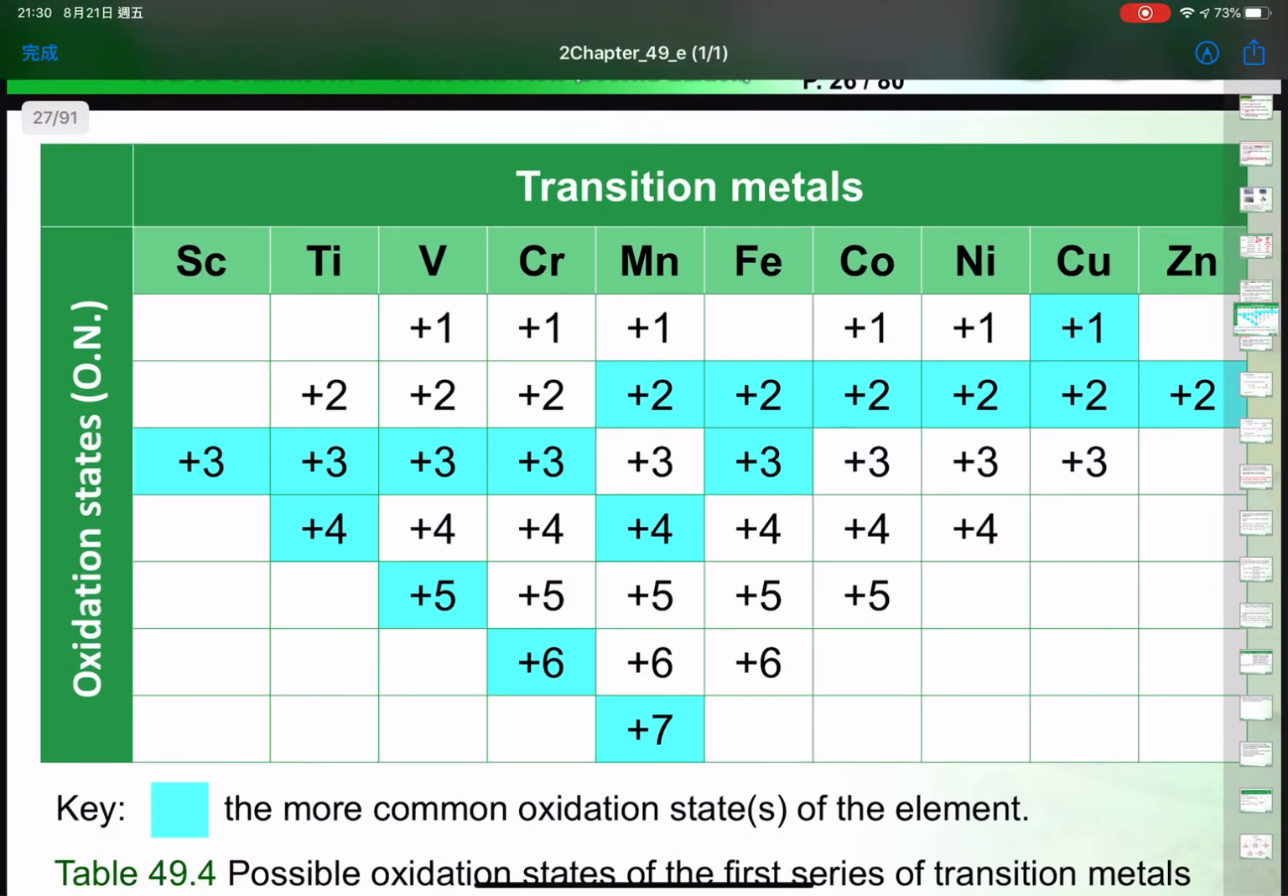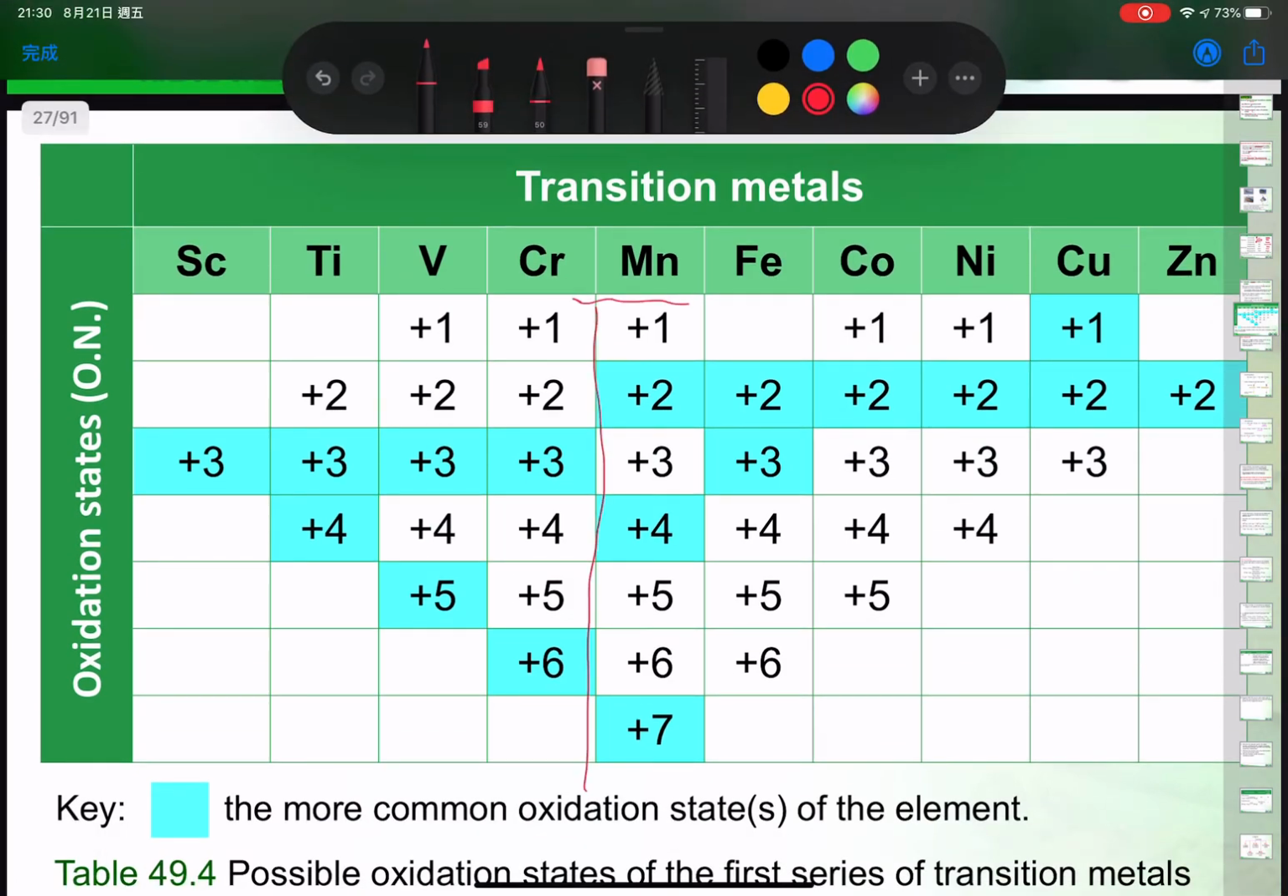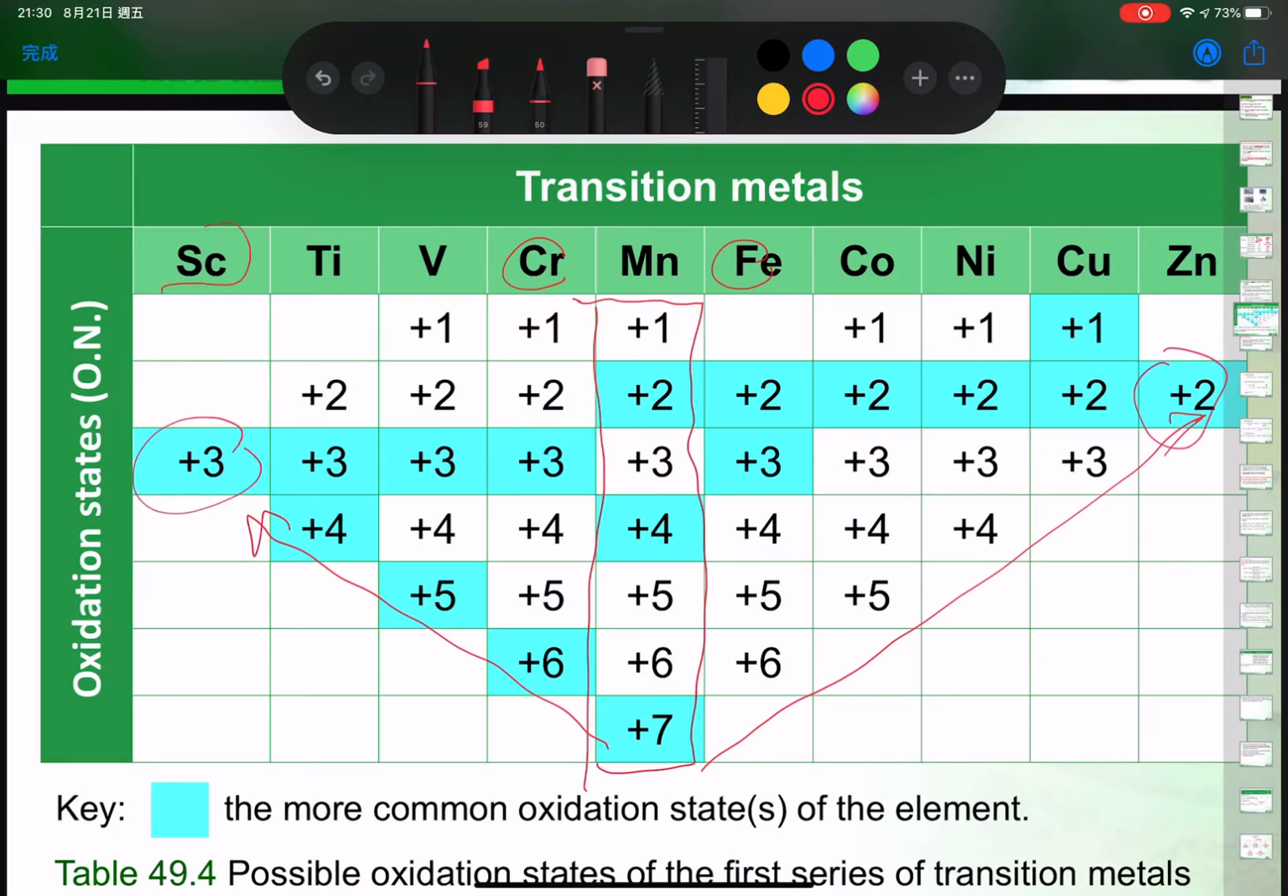Then you can see which one has more. You can see now manganese has 7 oxidation numbers, and the next most will be chromium and iron, and the next will be 5. You can see less and less after that. Okay, only 2 elements have just one oxidation state. Be careful, one is zinc and the other one is Sc. If you remember, Sc positive 3 is colorless. This one is colorless. Zinc also colorless.